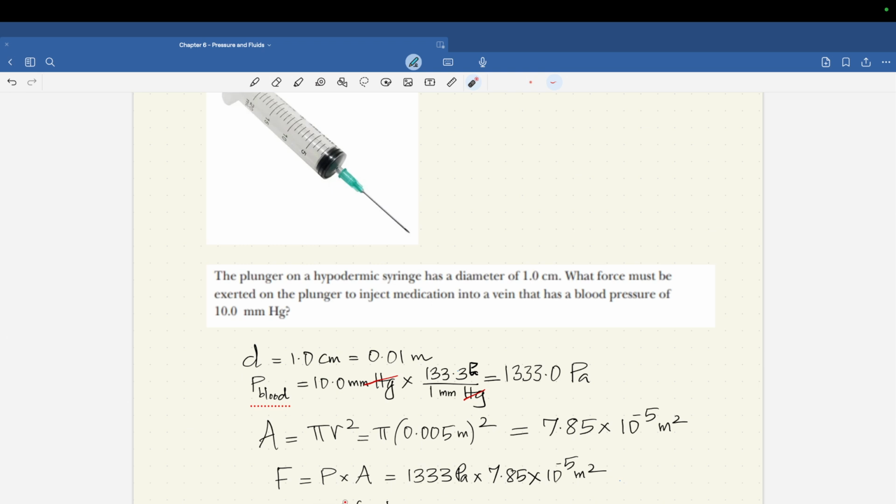Now, force is pressure multiplied by area. Yeah, because pressure is force by area, correct? Pressure is force by area. All right. Pressure is force by area, so force is pressure times area, and you get this. So that is the force that the nurse has to apply to inject the medication into the vein. Simple enough, right?